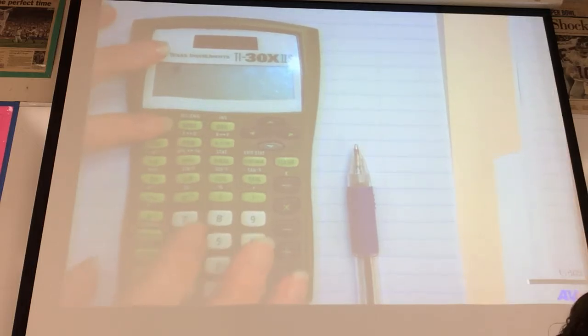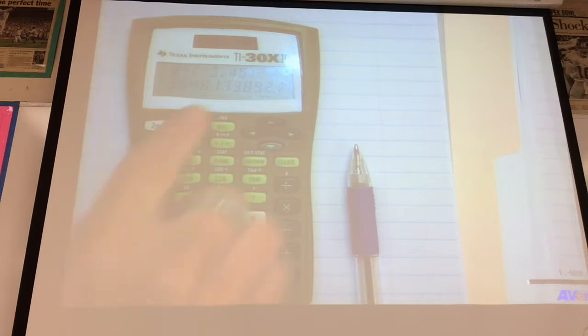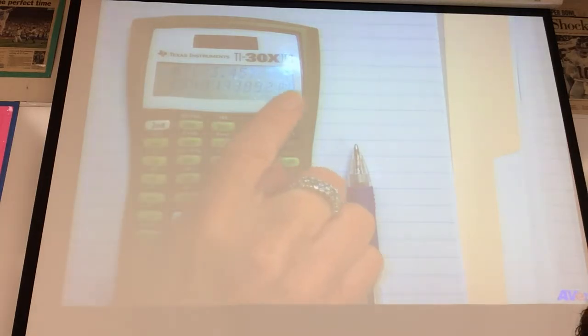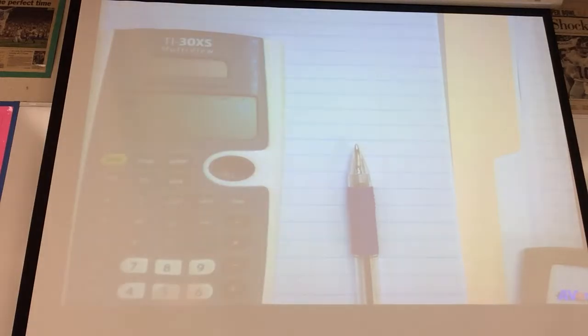So I just hit second log negative 3.45, close, equals. I want 2 sig figs, so 3.5 times 10 to the negative 4 molar for concentration. If you have the multi-view, you're going to hit second log negative 3.45, hit the side button to take it down, and you've got that.